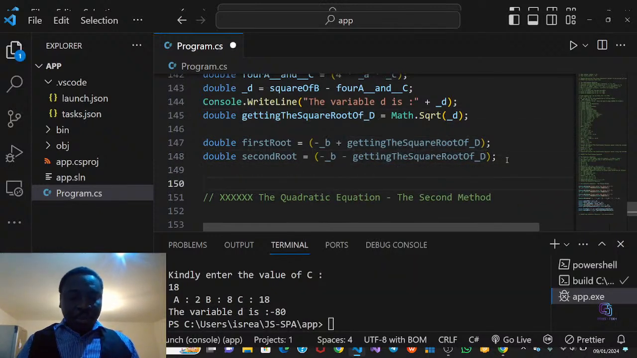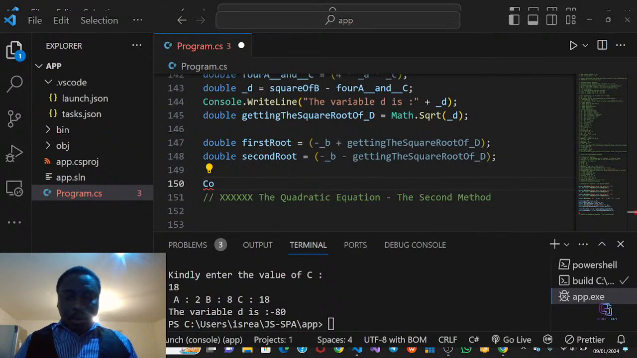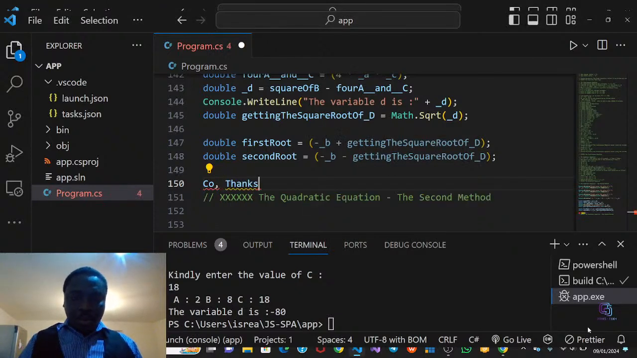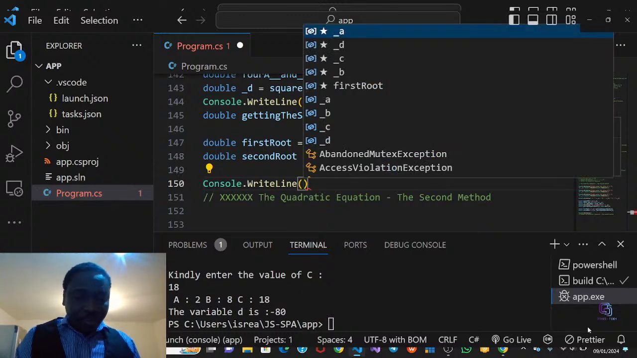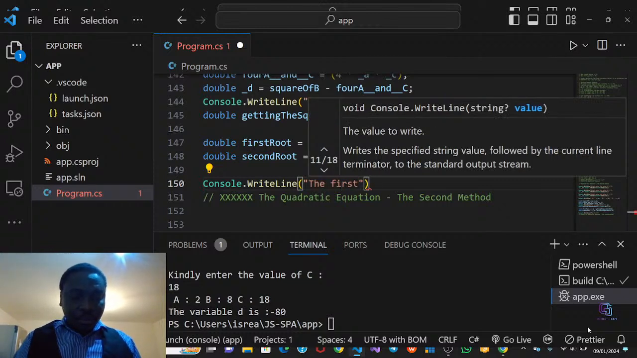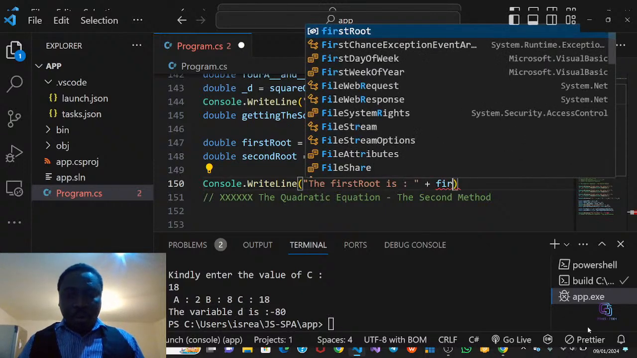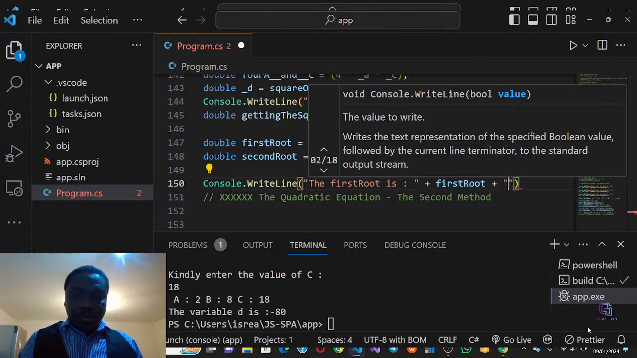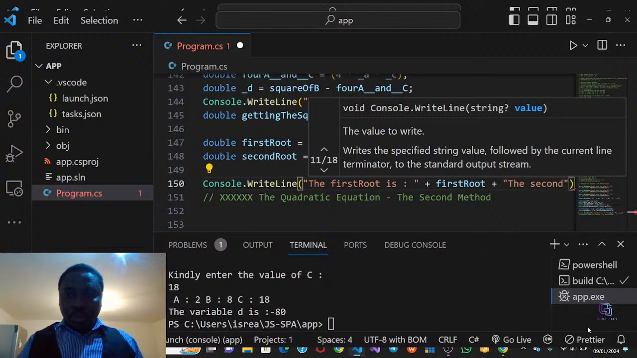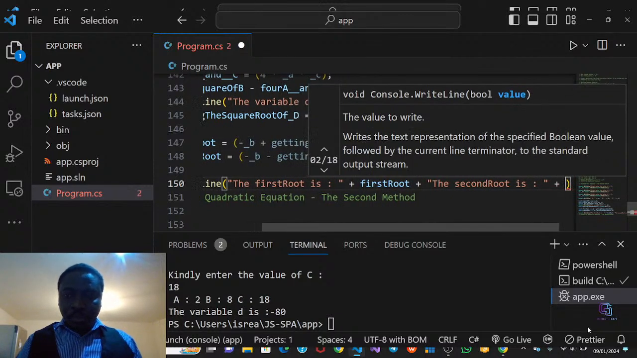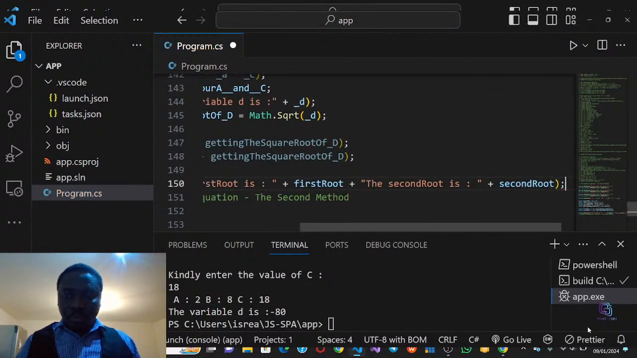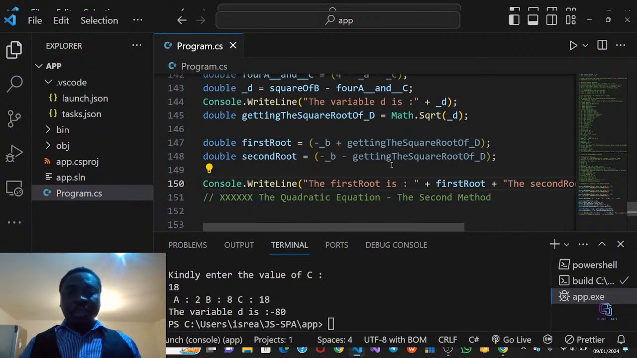So how do we print it out? Console.WriteLine, the first root is, root, and the second root is, second root. Okay, so I'm going to print it out.